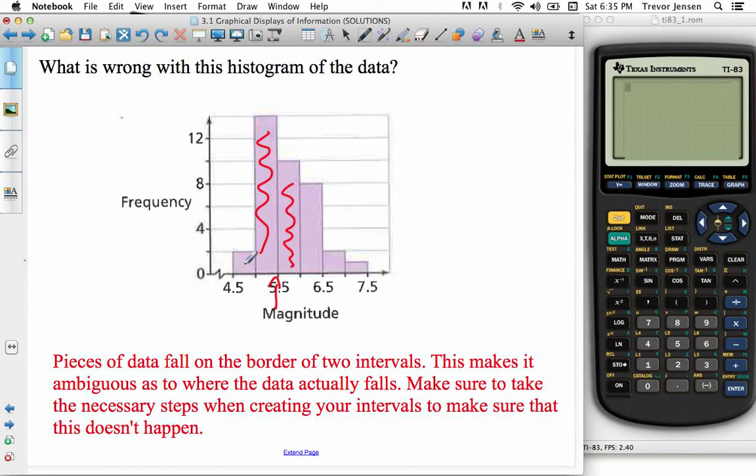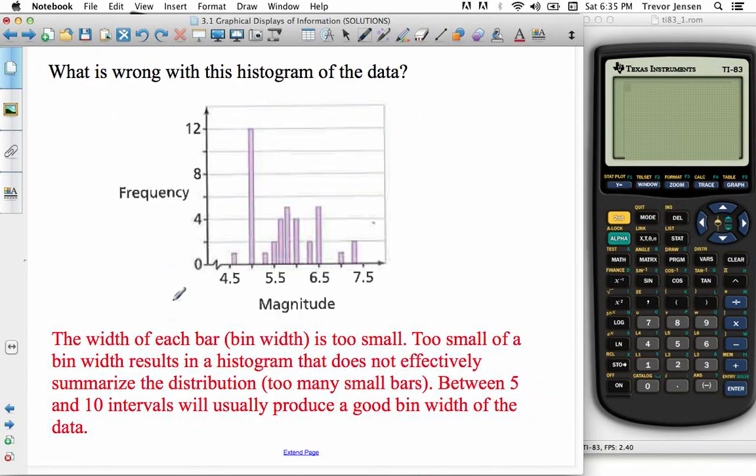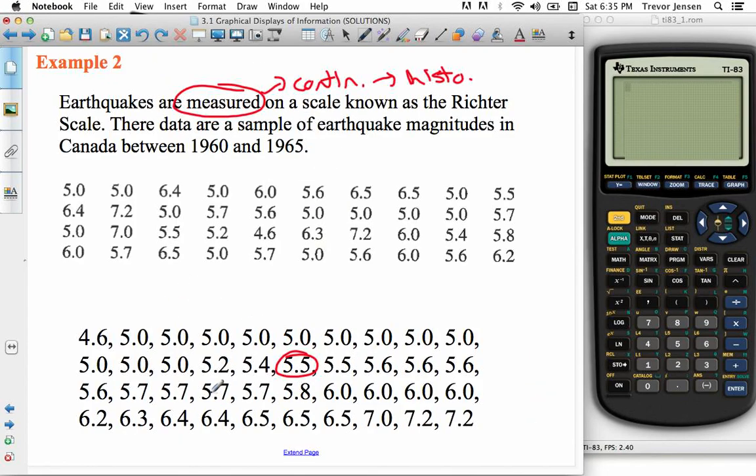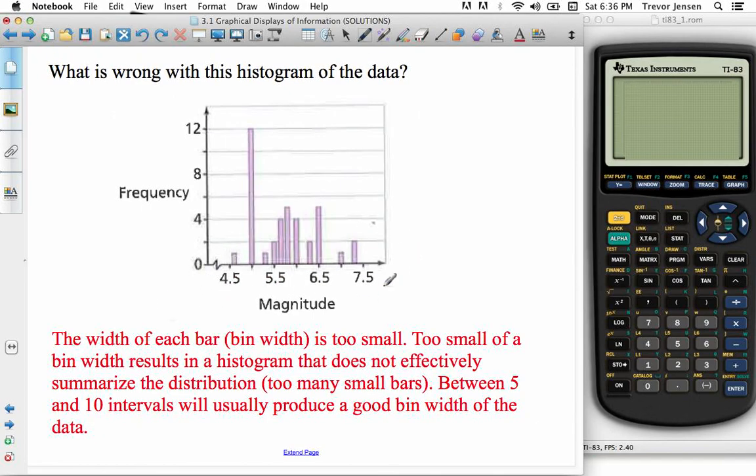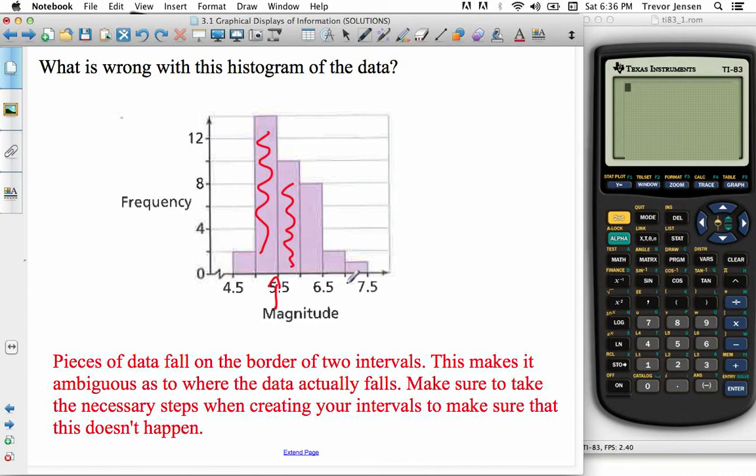What you have to do, there's a little trick, is make sure that none of your data points actually fall on your interval boundaries. So we're actually going to take care of that. We're going to make a proper histogram for this data that eliminates this problem of having your bin widths too small, giving you too many bars with a frequency of 0. And we're also going to take care of this, where some of the data falls on the interval boundary.